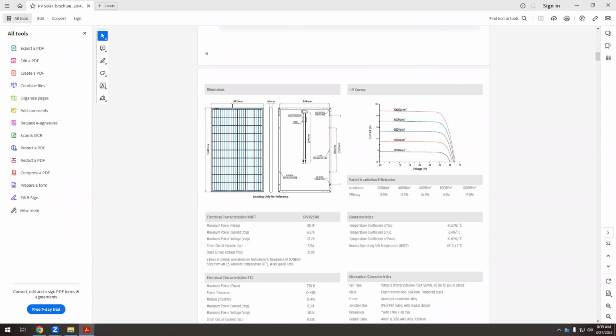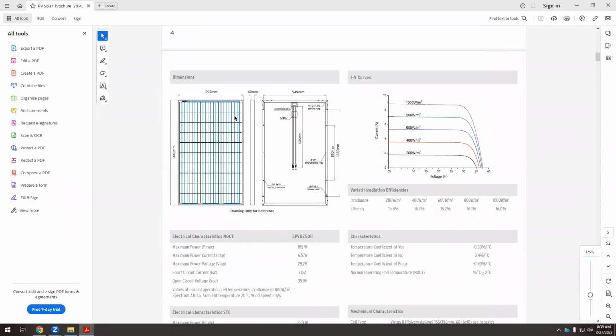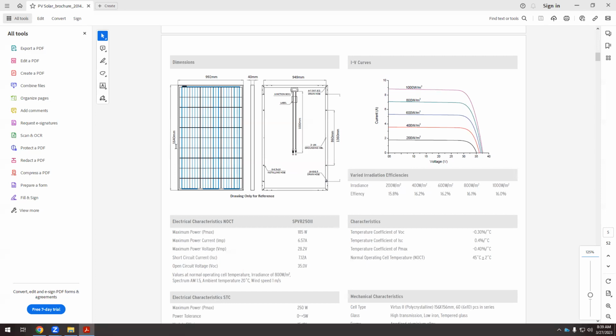Okay, so here we have the area of the panels, the size. Usually the size of a panel in this case is 1.6 meters by 1 meter. And how much is this? This is 3 feet by 5. Okay, so one panel is around 15 square feet. Kind of.